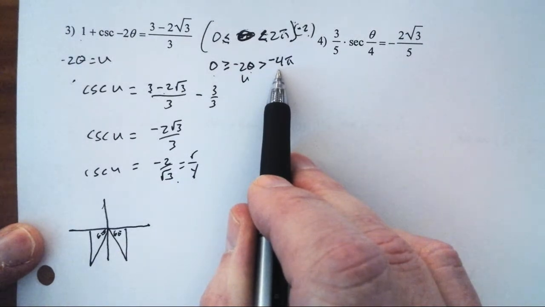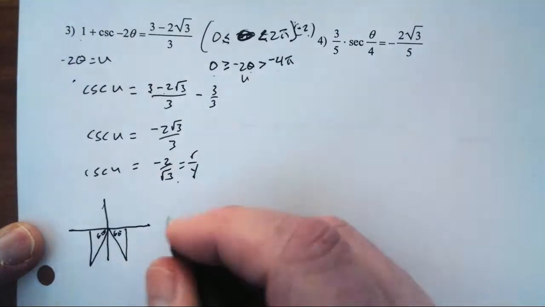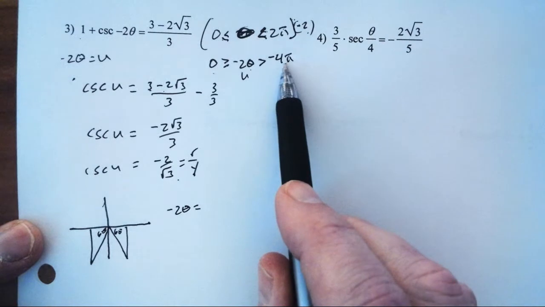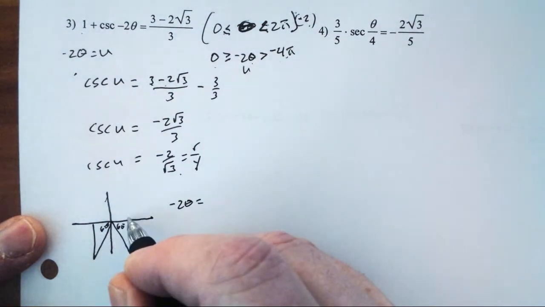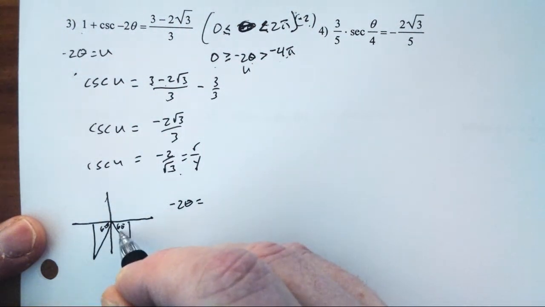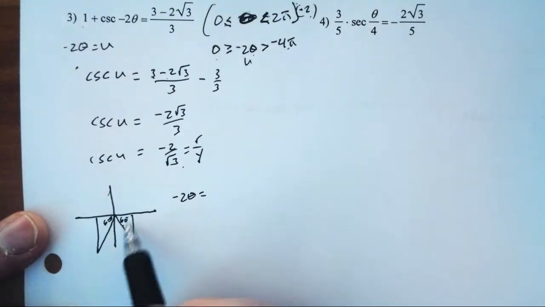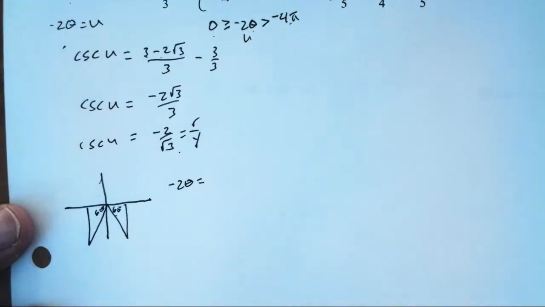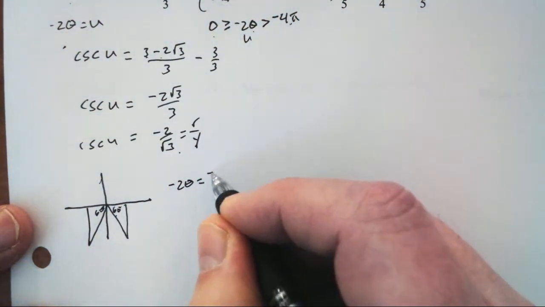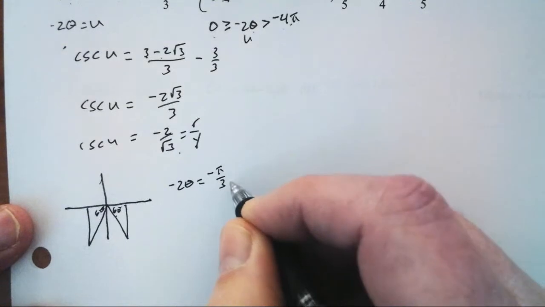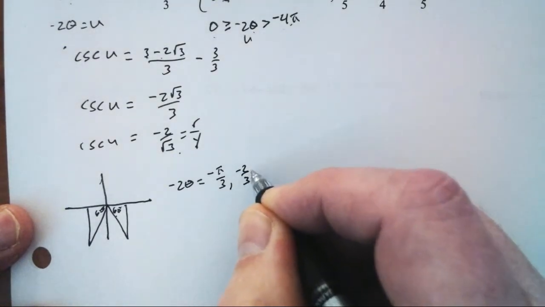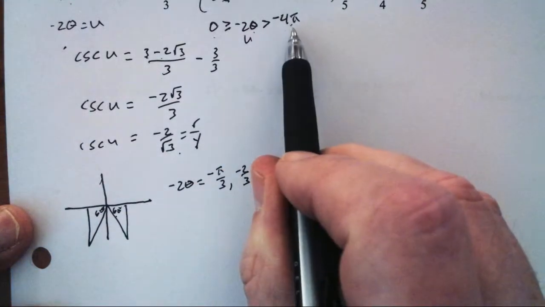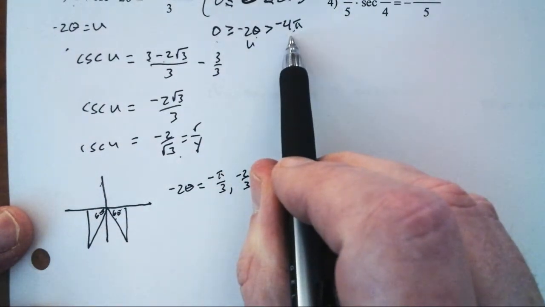Is that all right? So I'm just going to jump right to negative 2 theta equals. I need to go 0 to negative 4 pi. I've got to go back, spin backwards. My first solution occurs at, what's this in radians? Negative 60 degrees would be what? Negative pi on 3, negative 2/3 pi. But I've got to go around 2 revolutions backwards.